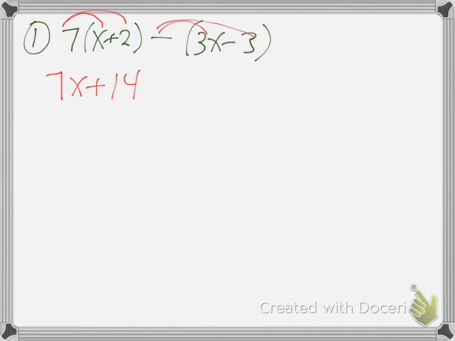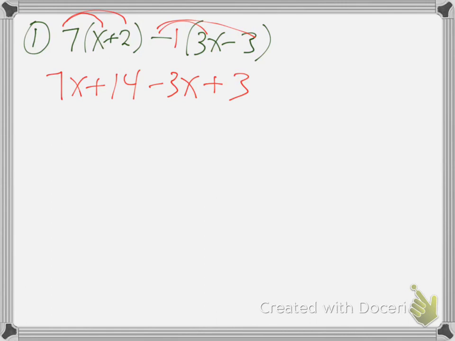Just like anything up against a parenthesis. It's really a minus 1, if that helps you. Anything up against a parenthesis is going to distribute. Minus 3x plus 3. Does that make sense what happened there? That negative 1 multiplied the 3x and multiplied the negative 3.